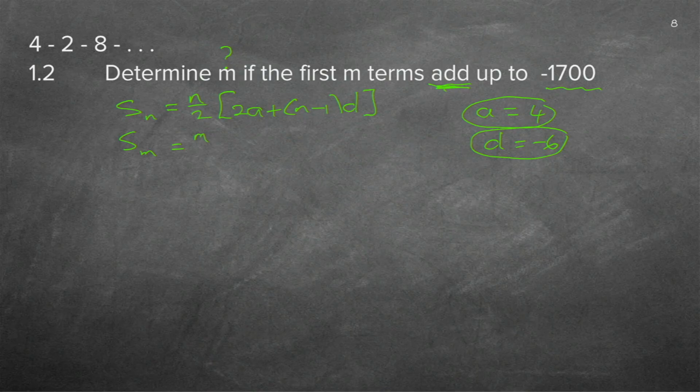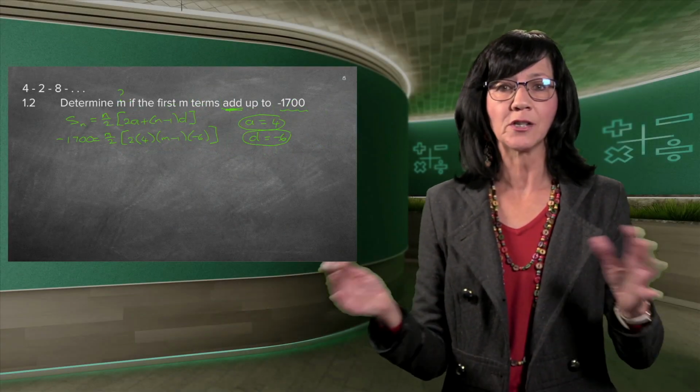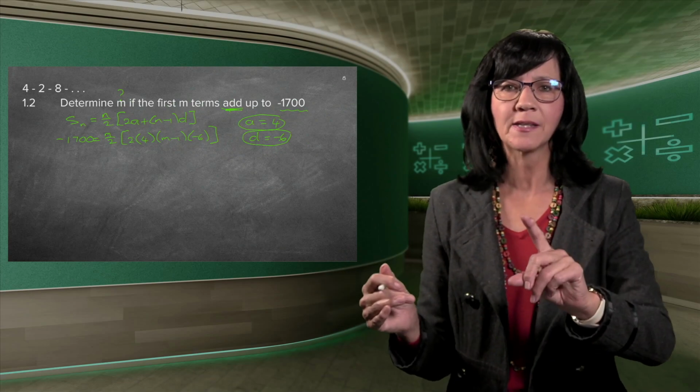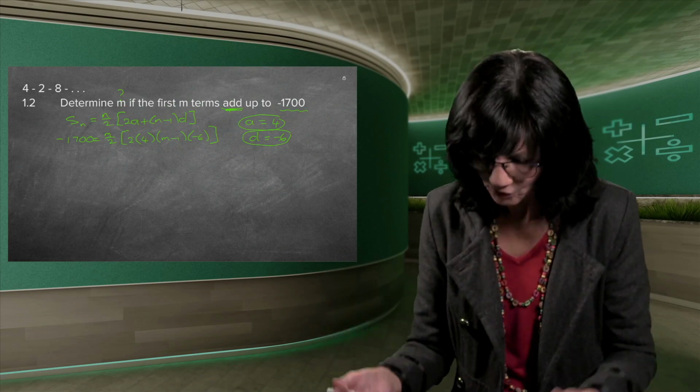I don't know what the m is, m over 2. I do know what the a was. a was 4, so I'm filling it in. The n is now m minus 1. I do know what the d was. It was minus 6. And what else did they give me? They actually gave me the sum, so I don't have to write S in. They told me it adds up to minus 1,700. So there's my equation. It's one equation with only m as the unknown. So all I need to do is to solve for m.